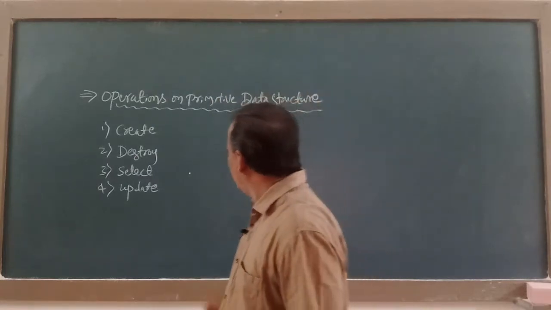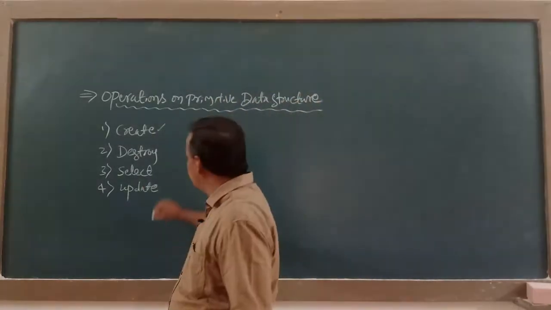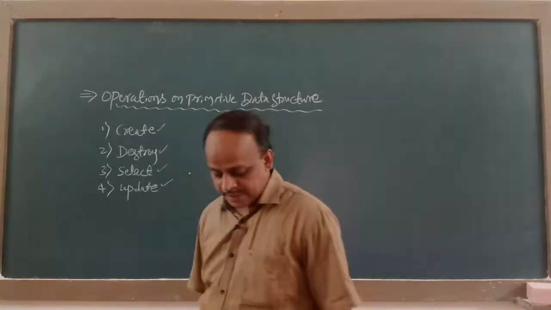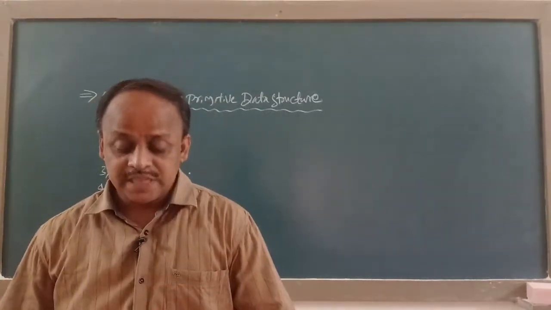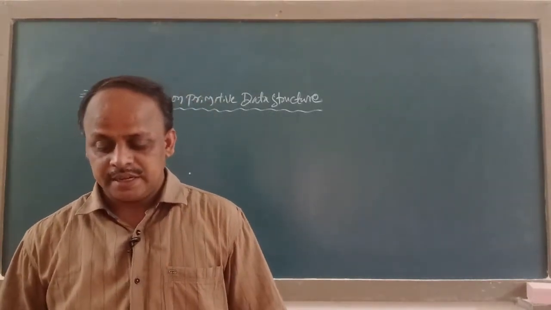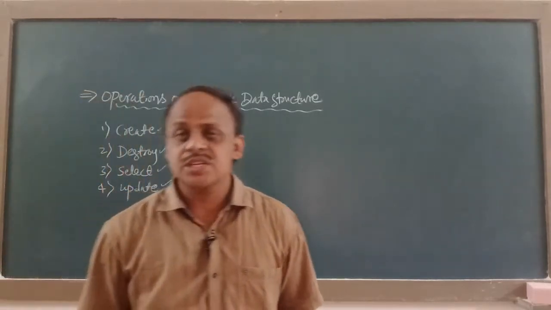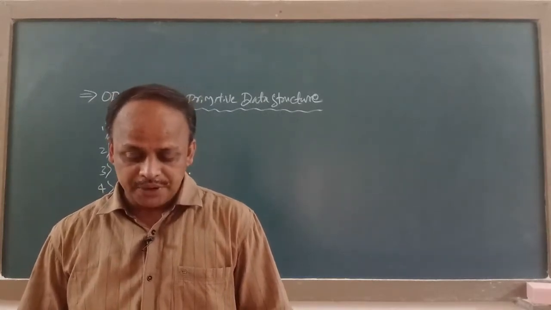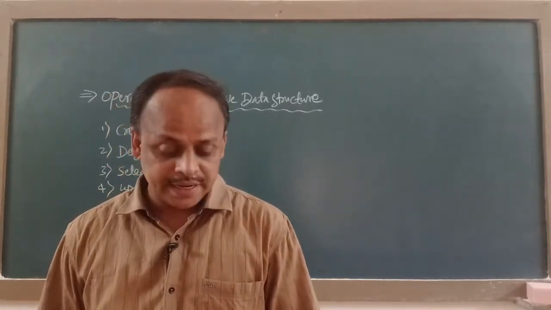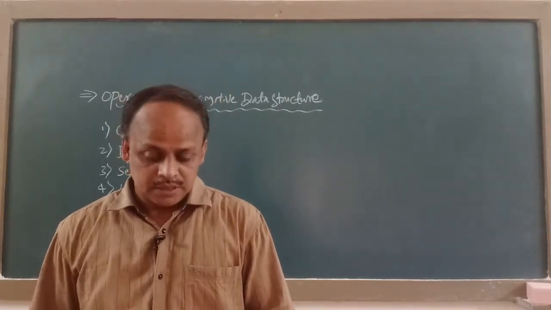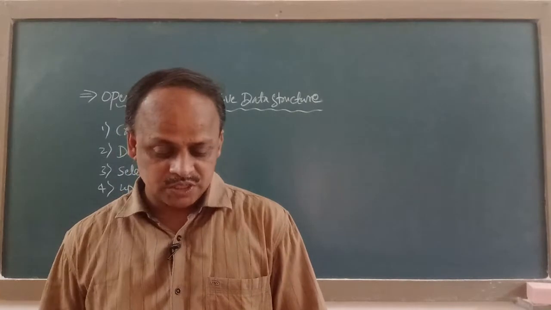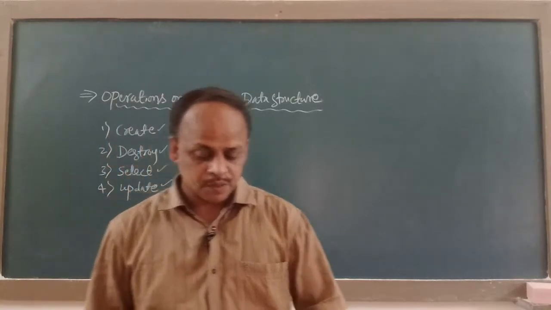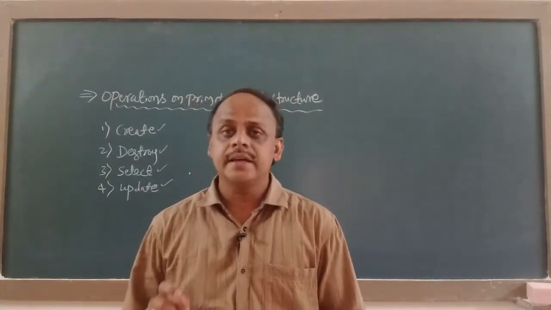Now let us see one by one what is meant by create operation, what is meant by destroy operation, what is meant by select operation, and what is meant by update operation. See here, what is the create operation? Create is one of the primitive data structure operations. Create operation is used to create a new data structure. This operation reserves memory space for the programming element. It can be carried out at compile time and run time.